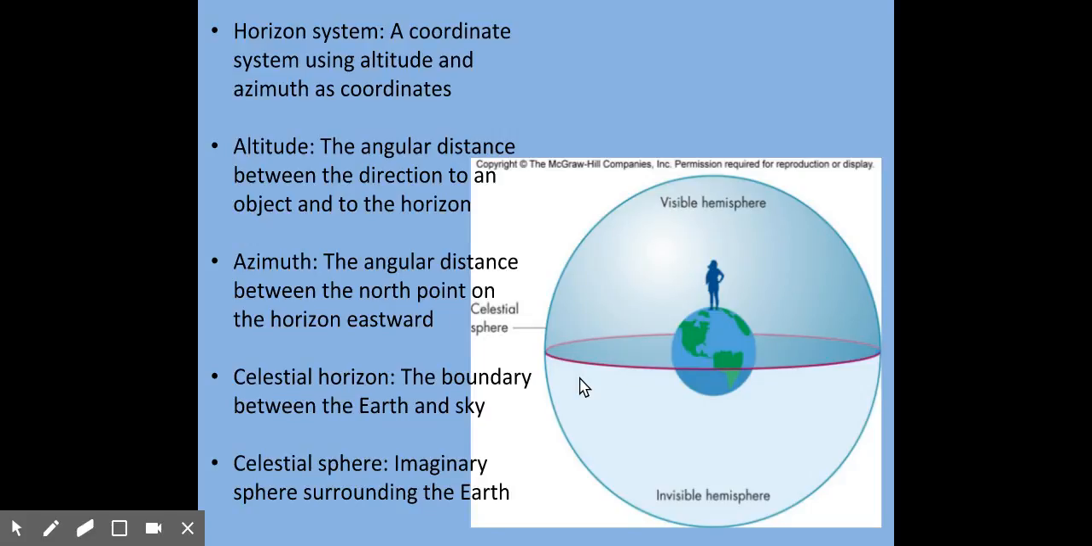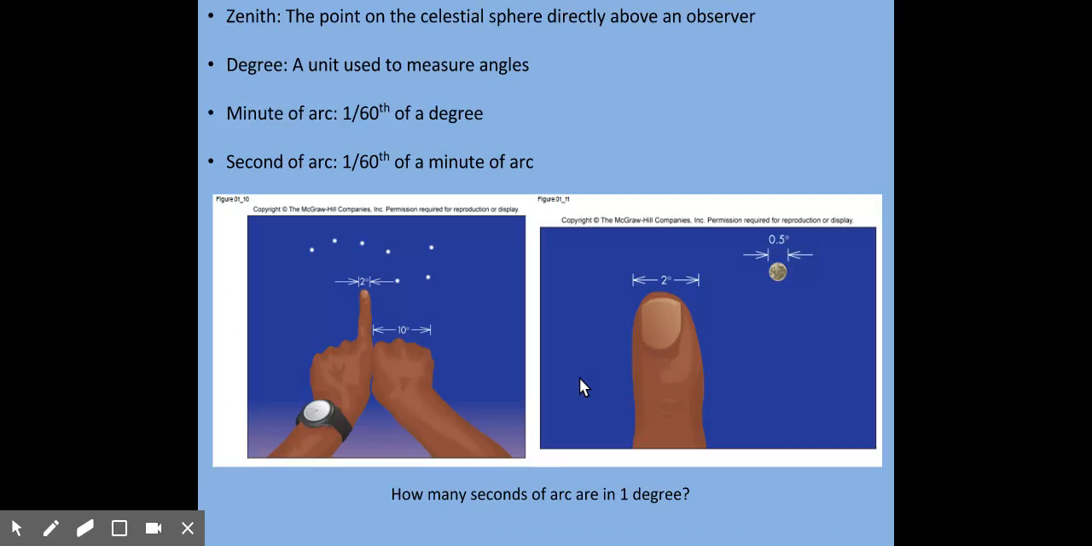The celestial horizon is the boundary between the earth and the sky. And then the celestial sphere, it's a made-up thing, right? It's an imaginary sphere surrounding Earth. So if you've ever seen like a three-dimensional globe of the sky and the constellations, that was a celestial sphere. So, zenith is the point on the celestial sphere directly above the observer. So, if I'm standing outside, the point directly above my head is the zenith.